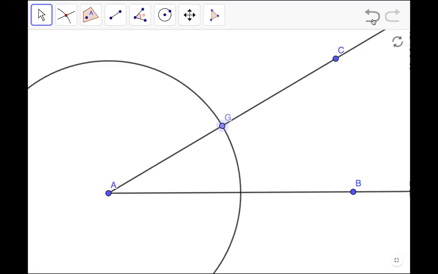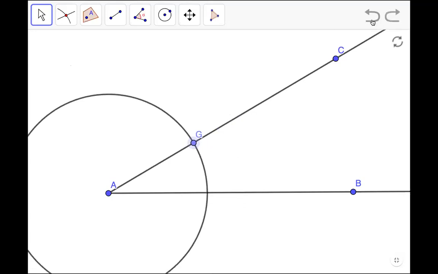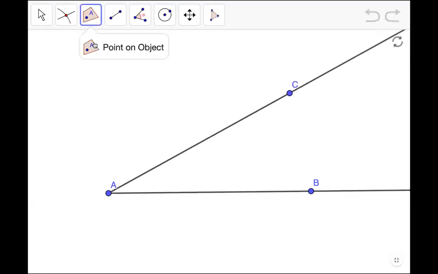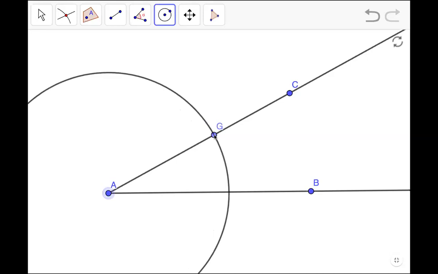Maybe it's even better. Oh, this one has a refresh. So if you push this icon, it refreshes it. I like to do this. Point on object. Whoops, that's not point on object. Undo. I like to go point on object and then just put a point anywhere on the ray. Then I go circle with center and through point and move the point till it clicks to that point.